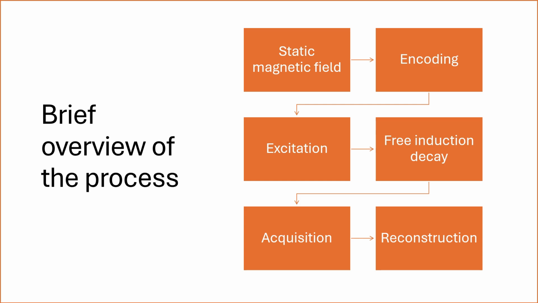Through this relaxation process, they go through something called free induction decay, which is essentially a process where they induce a signal in a receiver coil. That receiver coil signal you can reconstruct into the image that you see in MRI. I'm not going to talk about that reconstruction at all though. In this video I'm going to be focusing on the first 5 boxes of the process.